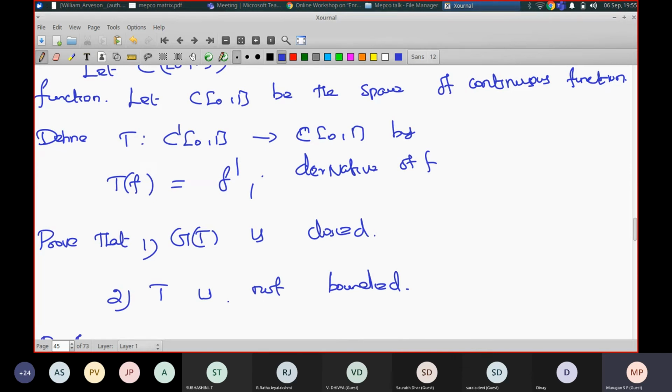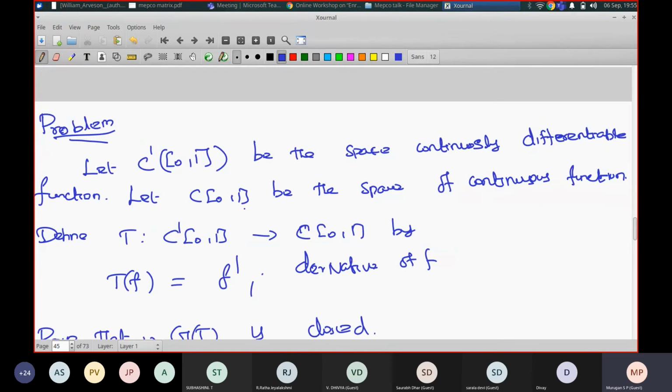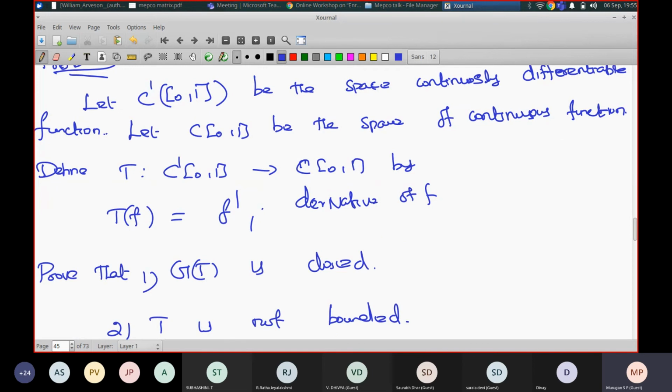We saw, right? The graph is closed if and only if T is bounded. But there is an assumption in the normed spaces: both normed spaces are Banach spaces. But the space of continuously differentiable functions is not a Banach space with respect to the sup norm. Here we consider both norms to be the sup norm. The set of continuously differentiable functions is not a Banach space with respect to the sup norm. You can check maybe.